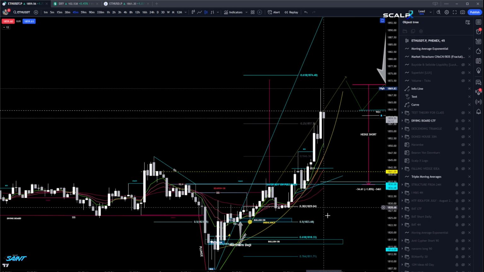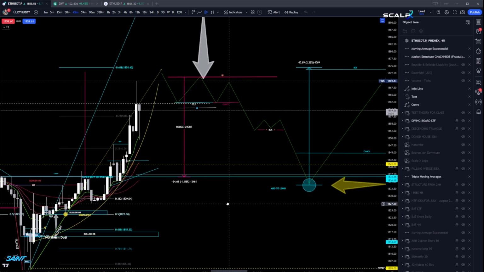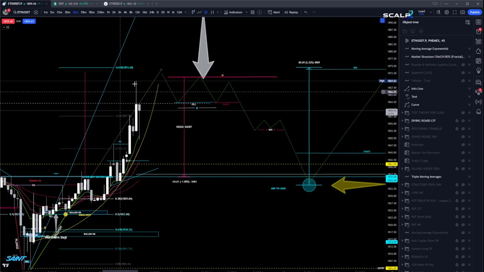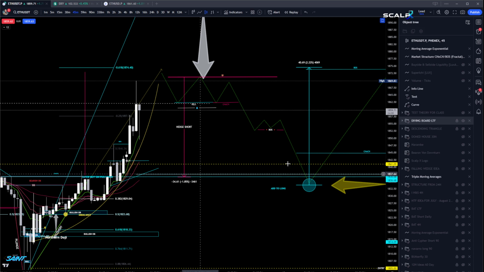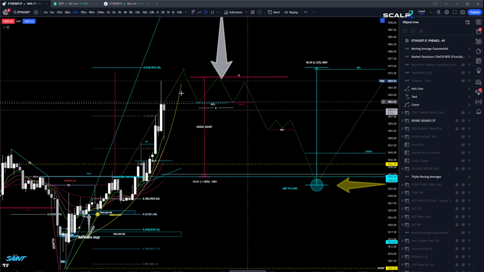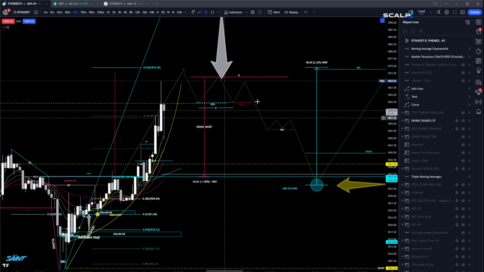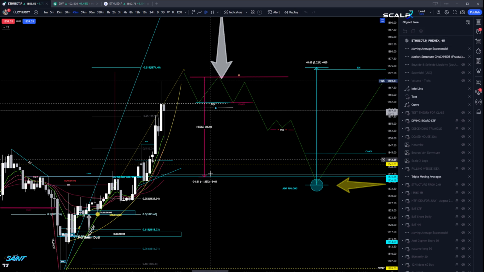Okay, so the measuring tool is great for knowing how much of a distance. So we have this pump up, which should be roughly around 2.2%. And then we should retrace some of that back around 1.85 and then pump back up to 2.2 and beyond. So it just gives you an idea of how much percentage change you'll see in the market where it would make sense to call that, okay, this is a correction. This is not a dump. This is a correction.